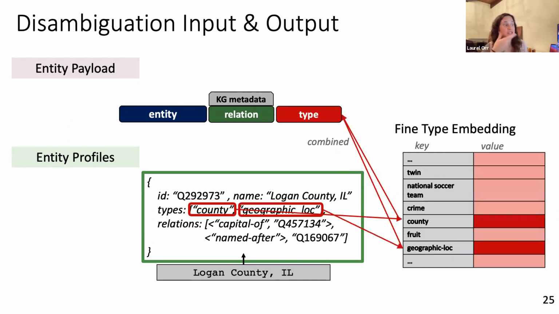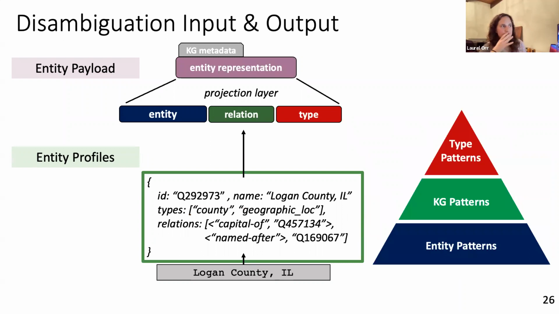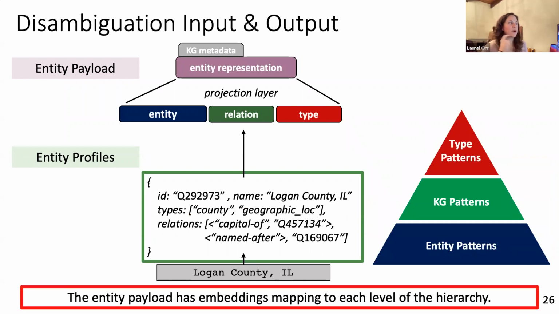I'm going to repeat the process now for types as well. So we're going to have a county type as well as a geographical location type. And the fact that, again, these types and relationships are shared across all entities is what's going to allow the information to transfer across entities, because maybe a rare entity comes along that was not seen before. Its entity embedding is basically going to be random, but it's still going to get useful signals from that type embedding. These all simply get projected down into what we're calling our entity payload or entity representation. And again, the key part here is that this payload now is incorporating patterns at each level of this hierarchy.